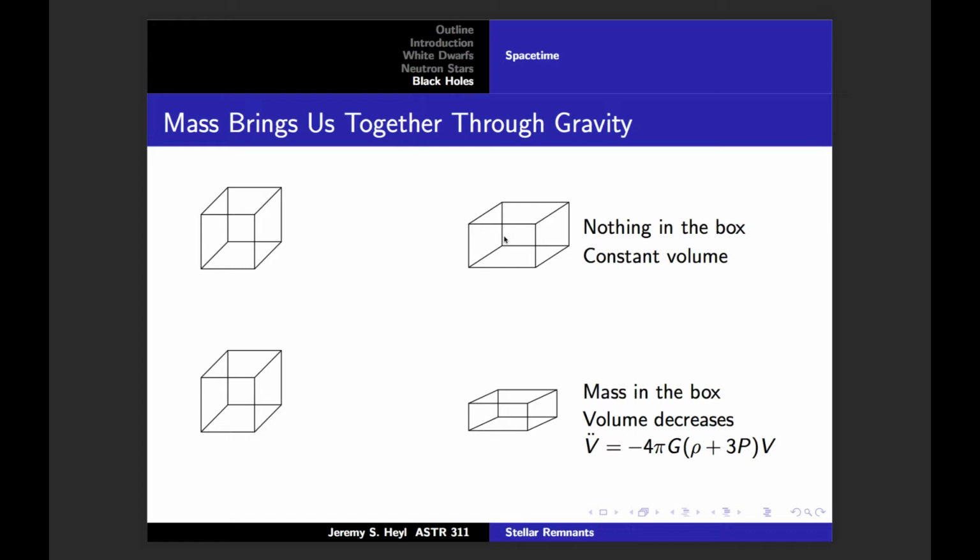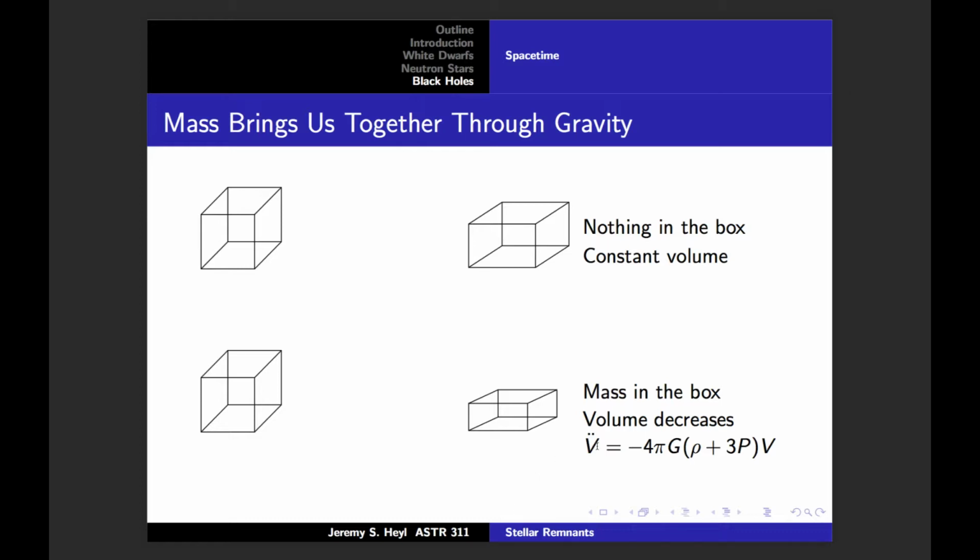No, this is like just the way it is. I can't derive it from like a rule. This is what nature does, okay? Now, if there's something in the box, like there's some mass in the box, the volume of the box will actually get smaller, like that.